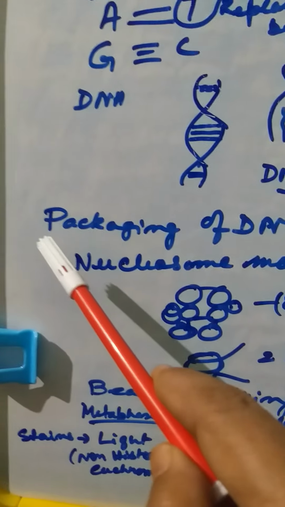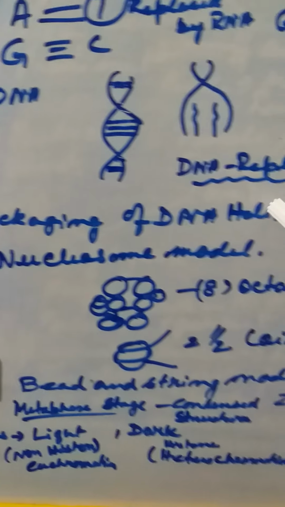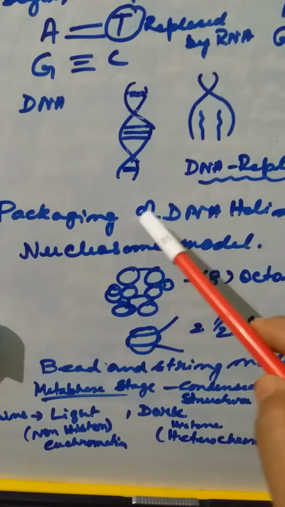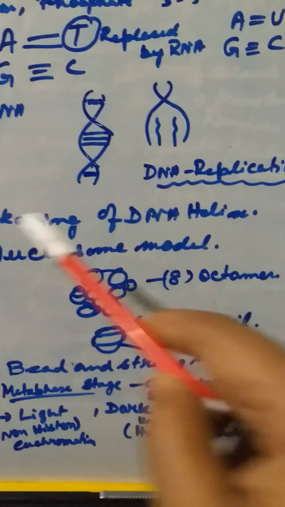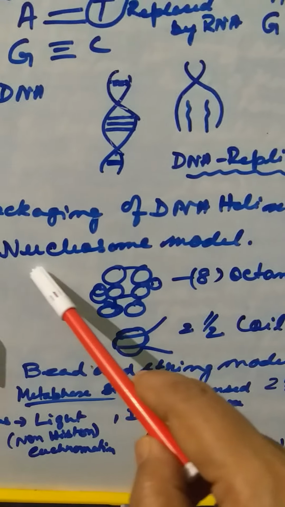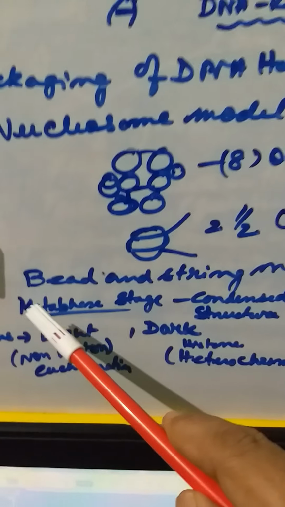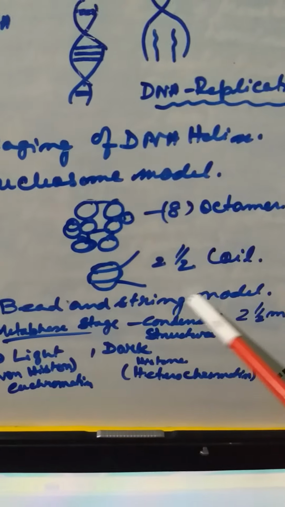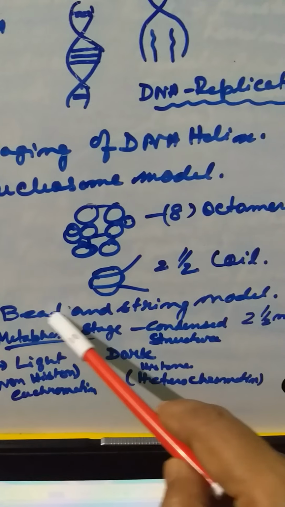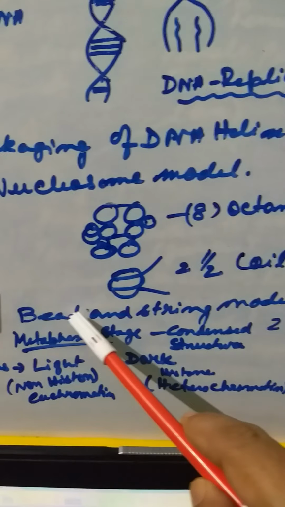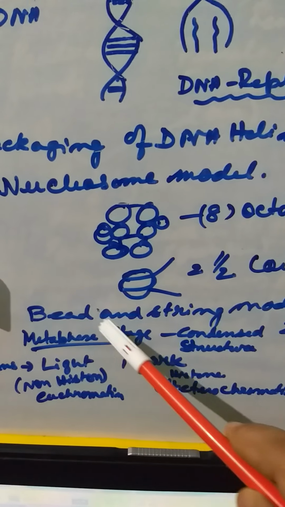Now the next important topic that we will be dealing with is the packaging of the DNA helix. The packaging of the DNA helix is actually the nucleosome model. Now what is this nucleosome model? It is basically a bead and string model. If you see a bead and a string, the beads are small structures and the string, you know.